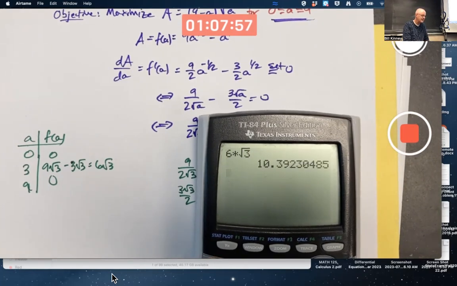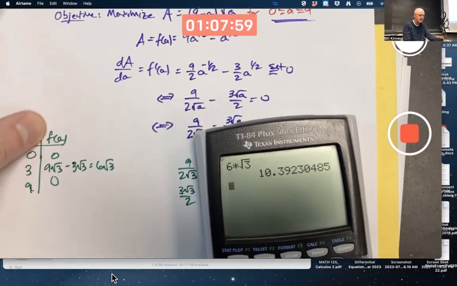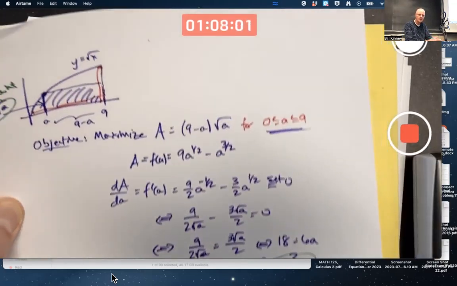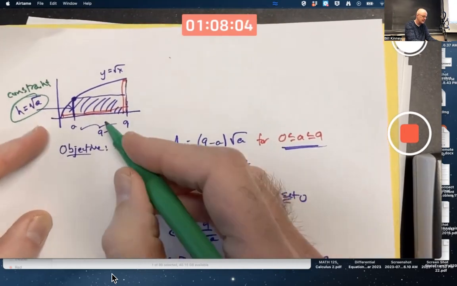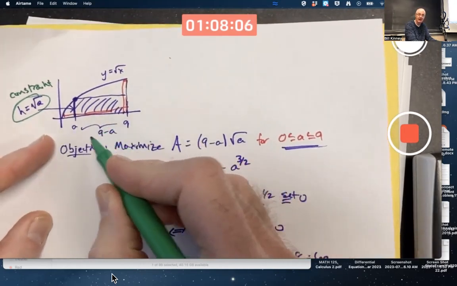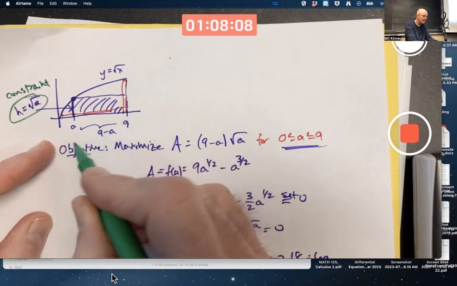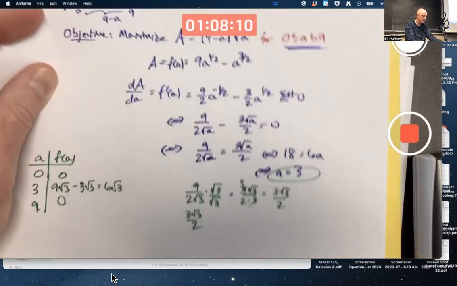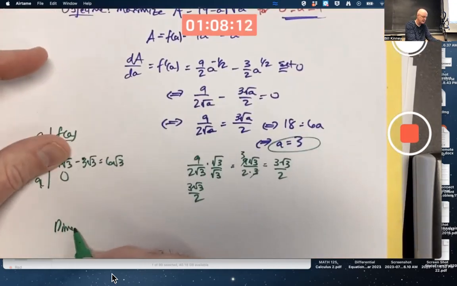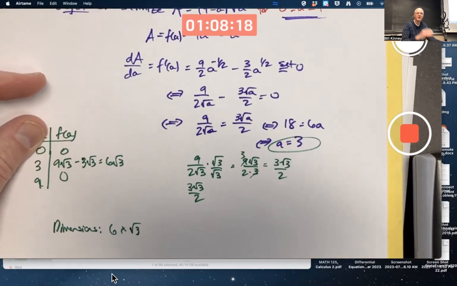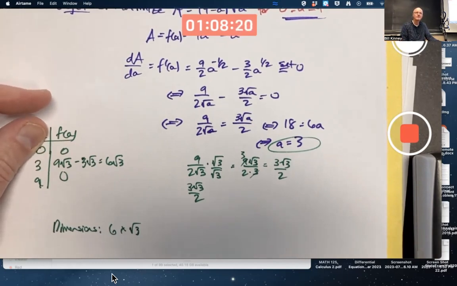And if we were asked for the dimensions of the rectangle, which I think we were, well, a is 3, so 9 minus a is 6. The base is 6. And the height is square root of 3. Dimensions would be 6 by square root of 3. Square root of 3 is about 1.7. 6 by about 1.7. The 6 comes from 9 minus a. a was 3.